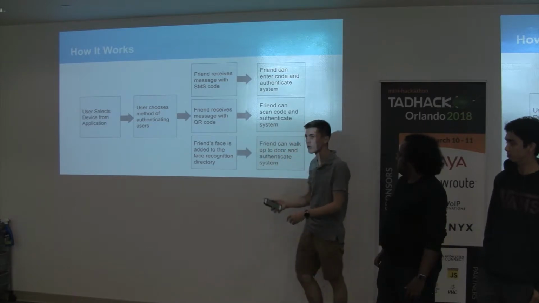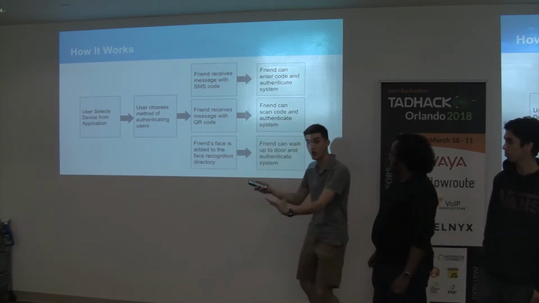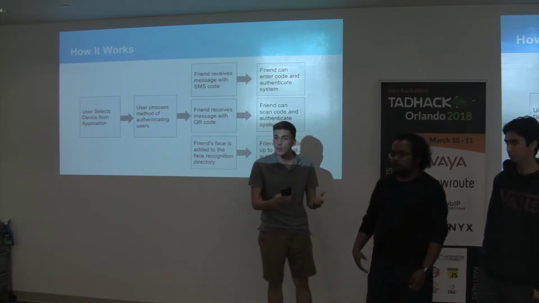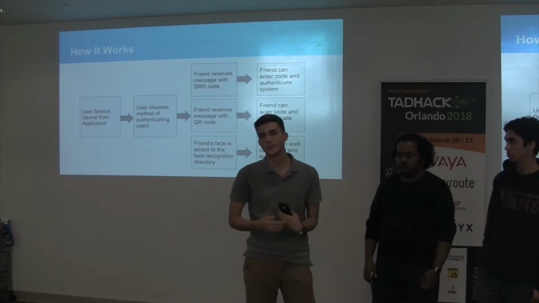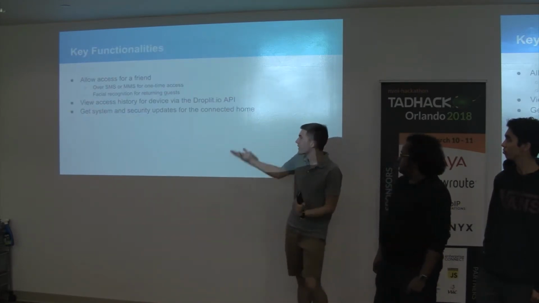Or they'll get the QR code and they'll be able to present that on their phone and scan that at our unit and unlock it that way. Or with the face method, I'll be able to just take a picture of my friend through the mobile app, and they can just walk up to my door and let themselves in. So those are the key functionalities.